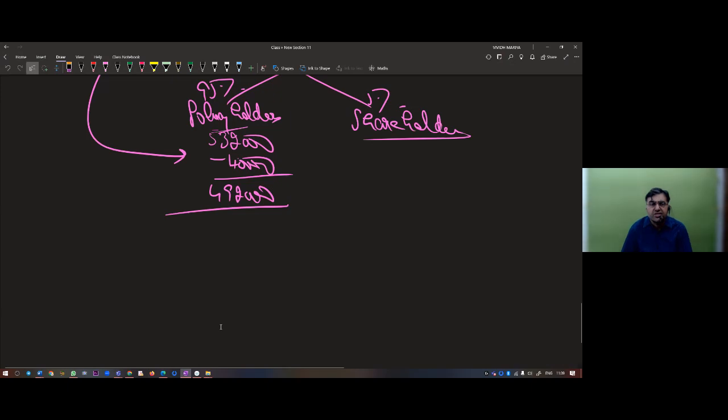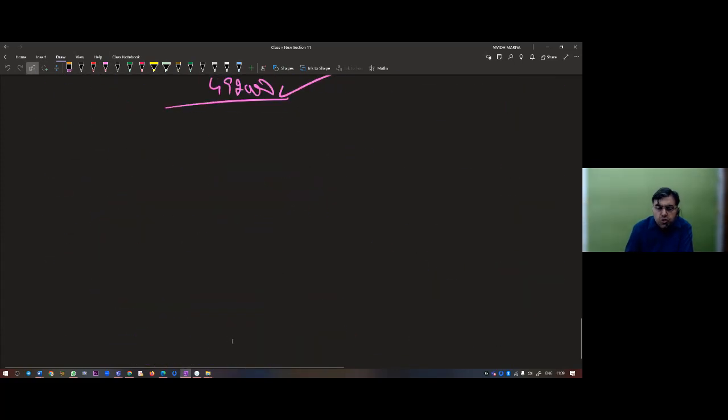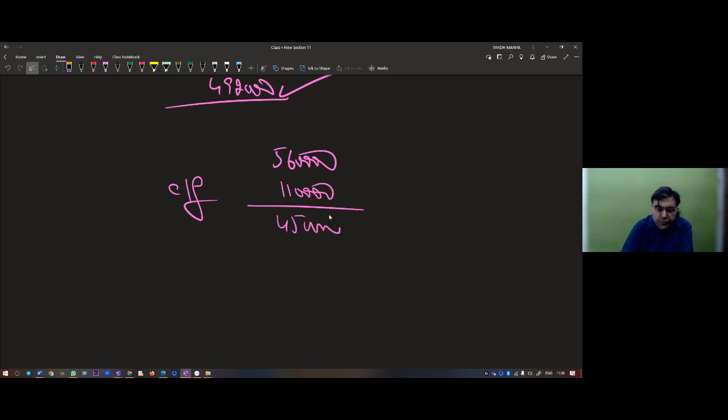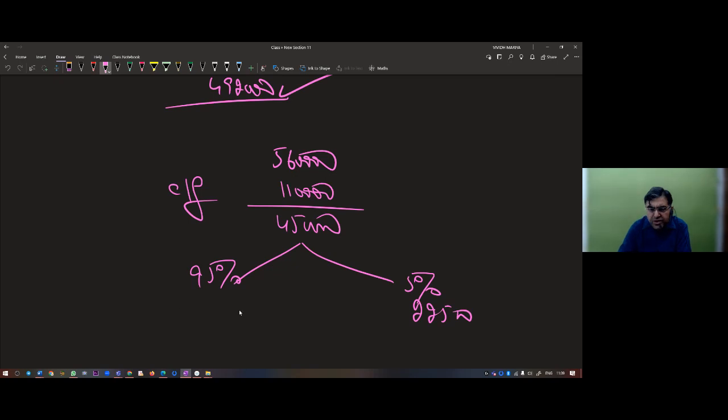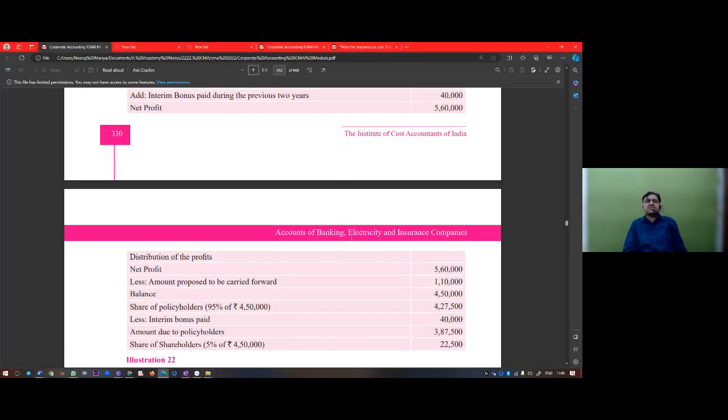Well, now there is a change. This is a correct answer, but there is another answer. Question says 110, they want to carry it forward. So out of the profits of 5,60,000, they want to carry forward profits of 110. So distribution is 450. Distributed 95% to policy holders, 5% to shareholders. Shareholders will get 22,500. Policy holders will get 427,500, out of which 40,000 already paid. So 387,500 payable to policy holders. Yes, the correct answer.